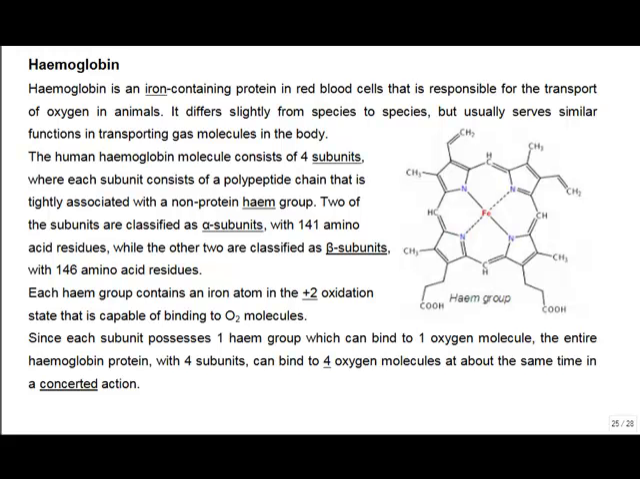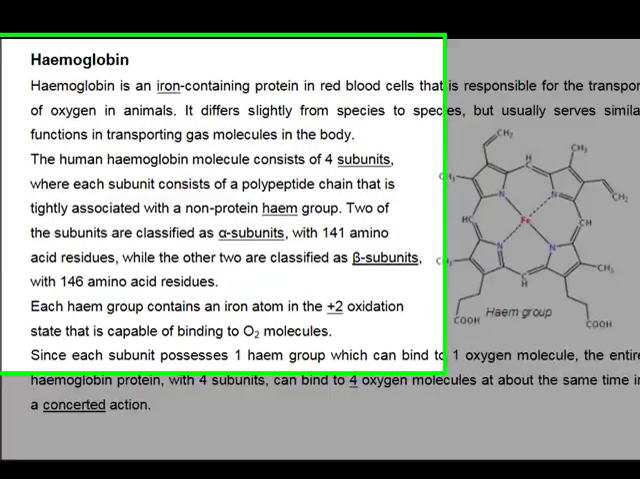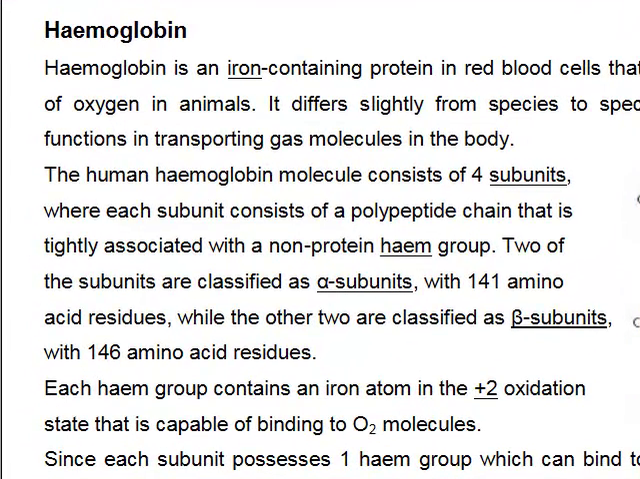Hemoglobin is an iron-containing protein that is found in our red blood cell, responsible for the transport of oxygen. It contains 4 subunits, with each subunit containing a polypeptide chain containing a heme group, and 2 of these subunits are called alpha subunit and the other 2 are called beta subunits.